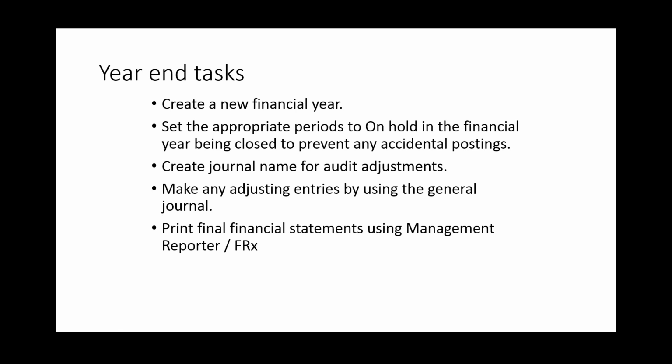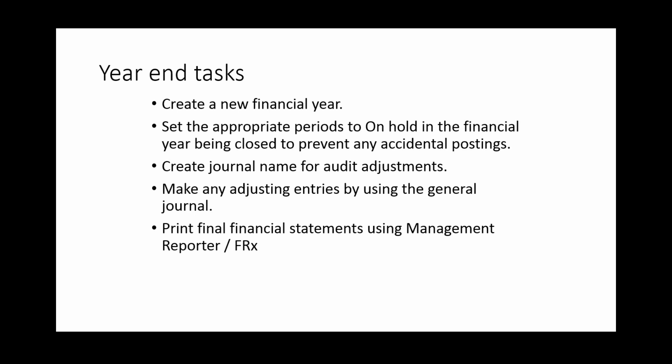Then you would go and place your periods on hold so that nobody accidentally posts back into your year that you want to close. You can also go and create a new journal name for audit adjustments with its own numbering sequence. So what that allows you to do is when you do eventually get your audit adjustments in, they're really easy to identify because they have their own numbering sequence, their own journal name. So just for reporting down the line, it's much easier to see those adjustments.